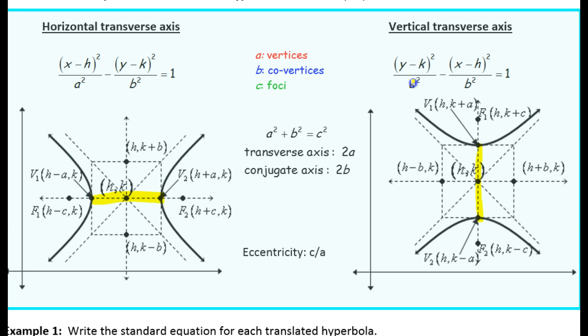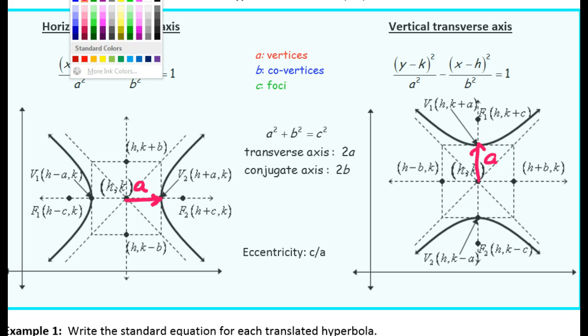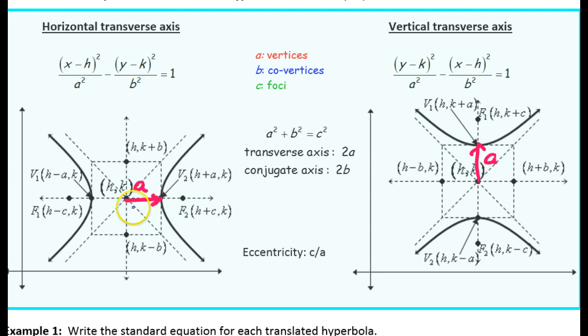There's always a positive term and a negative term. The denominator of the positive term is always considered to be a squared, and that's always going to be the distance from the center to a vertex. This is always going to be a, regardless of whether the hyperbola is horizontal or vertical. Center to a vertex, that is a. There's a value called b that's going to be from the center to a co-vertex. From the center to a co-vertex, that's b.